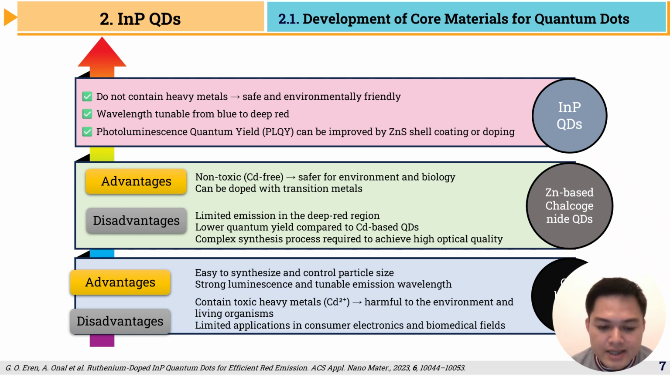This slide compares three types of quantum dots core material: cadmium quantum dots, lead sulfide quantum dots, and others. Toxic ones have low quantum yield and weak red emission. Indium phosphate quantum dots are the best choice because they are environmentally friendly and can emit from blue to deep red. They especially perform much better with a zinc sulfide shell or doping.